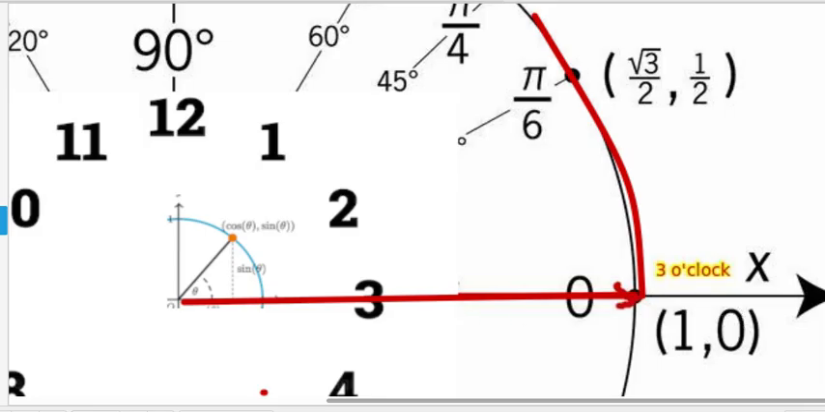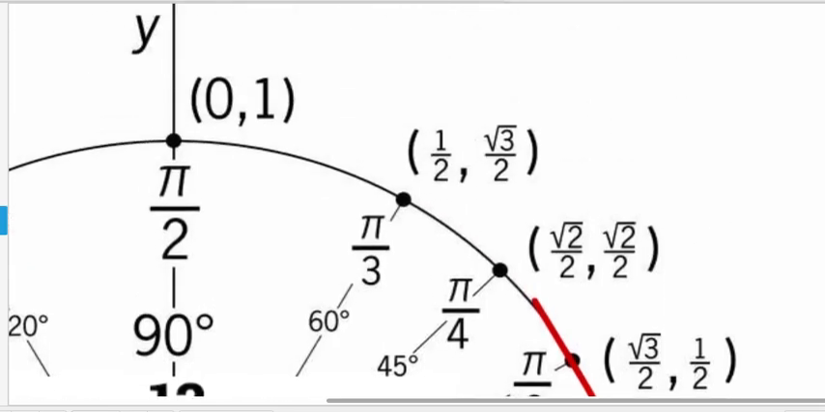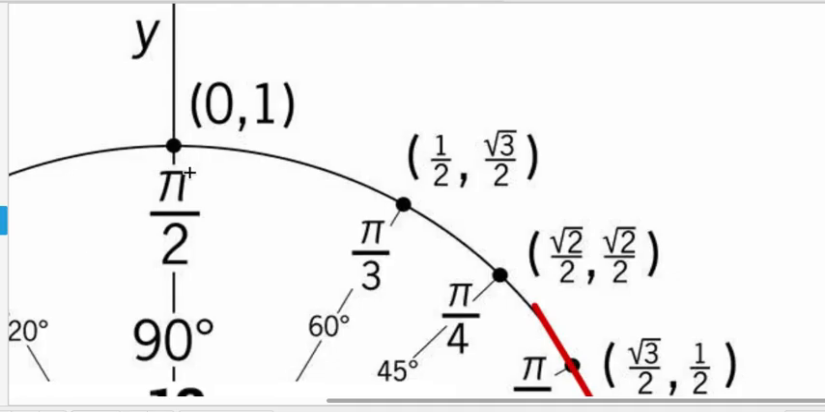2. 12 o'clock, 90 degrees or pi divided by 2 radians. At 12 o'clock, the clock hand points straight up. This is 90 degrees or pi divided by 2 radians. The coordinates are 0, 1, where 0 is the cosine and 1 is the sine.